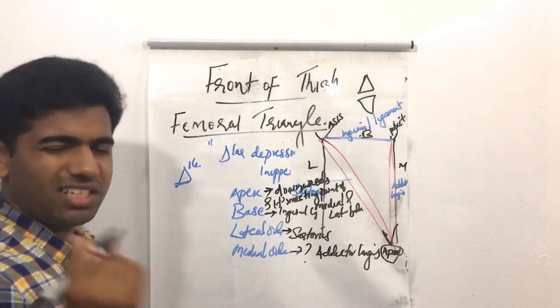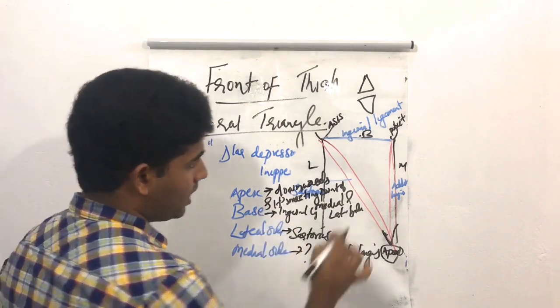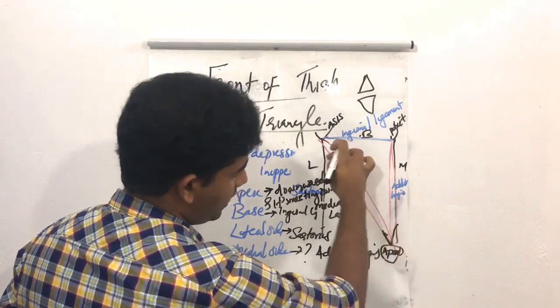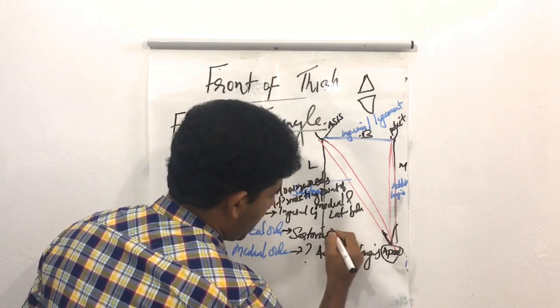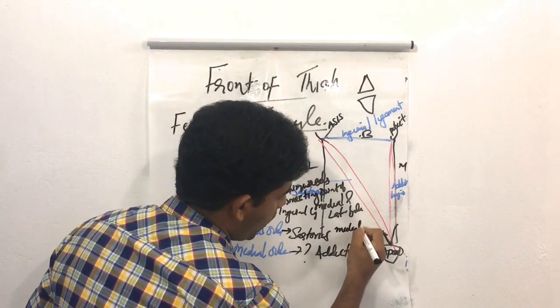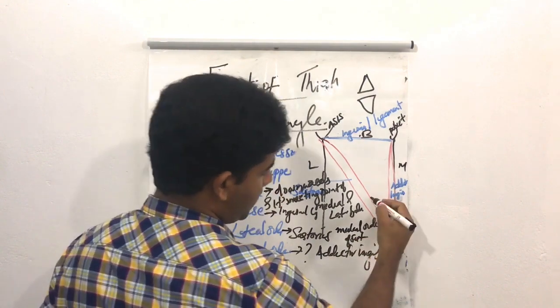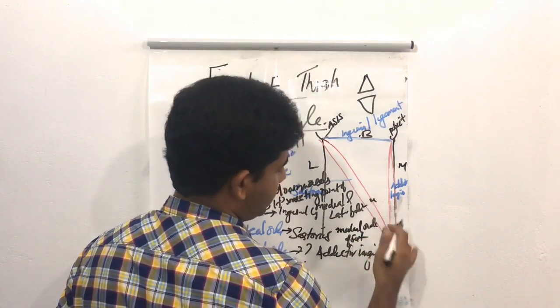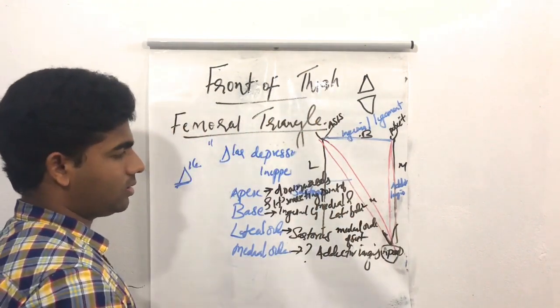Now, can I be a little more specific, like we discussed about sartorius. The sartorius muscle has a medial side and a lateral side. So better I can say the lateral side is made up of the medial side of sartorius. See, right now, this is the medial side of sartorius, this is its lateral side. So the lateral border is made up of the medial side of sartorius.